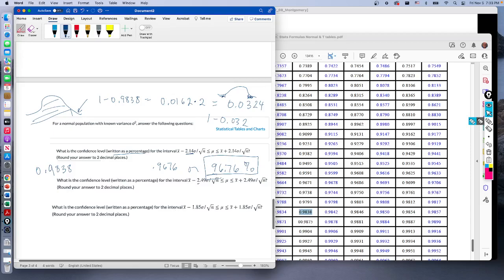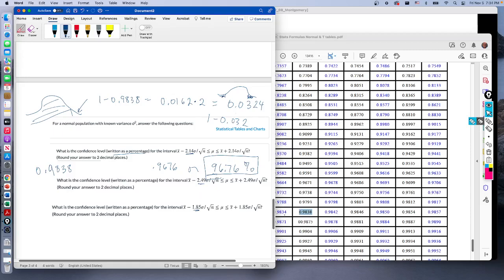It's the same thing here. We're going to look up 2.49. Down here, we're looking at 1.85. You're going to find the percentage from each of these, the percent in the middle. You're going to subtract it from 1. Wait a minute. So, yeah, these are both two-sided. So yeah, you're going to subtract it from 1. You're going to get that number. You're going to multiply it by 2 because they're two-sided tests. And then you're going to subtract that from 1, and that will give you your percentage for those.